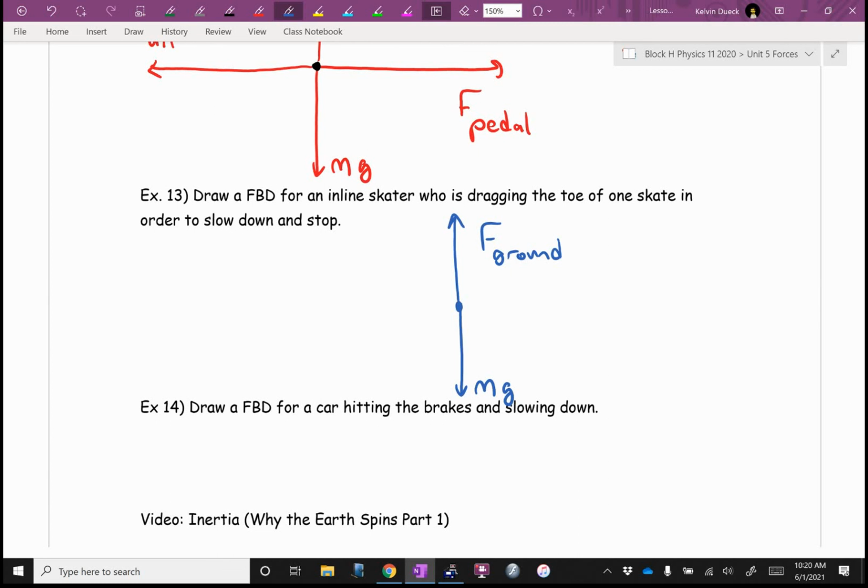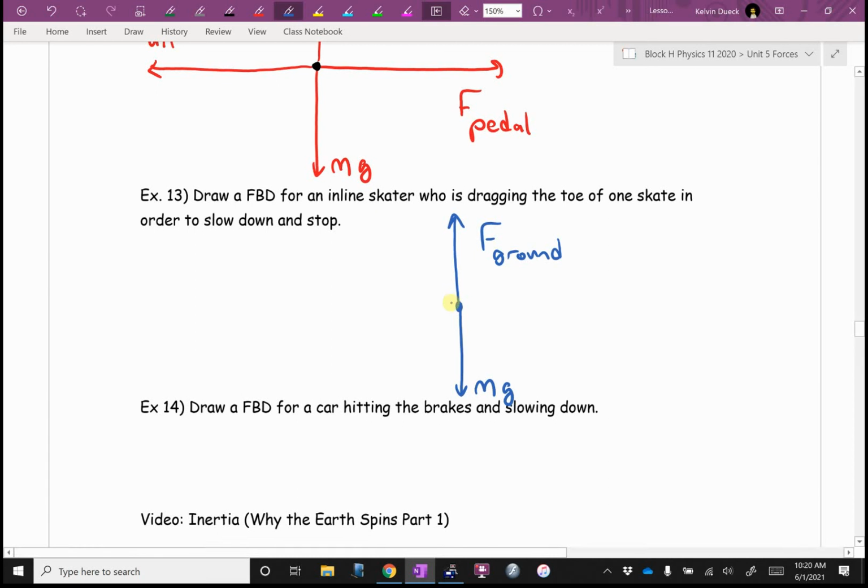Let's imagine they're traveling to the right. In this question, are they speeding up or slowing down? If they're traveling to the right but slowing down, here's the key. What direction are they accelerating? To the left. Which way must there be an unbalanced force pointing?